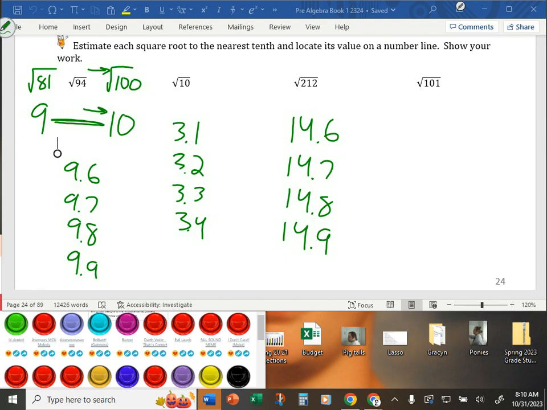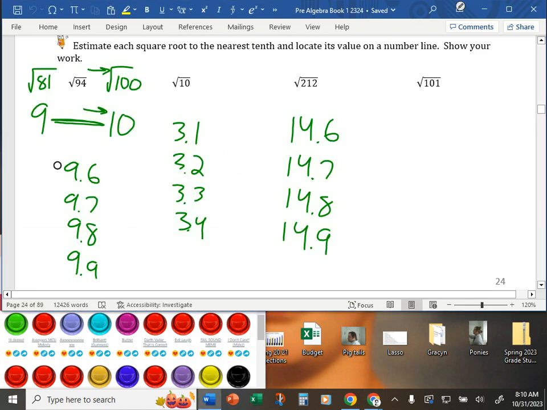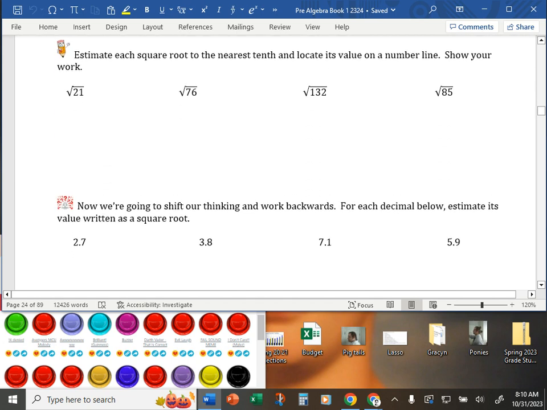Root 101, that was on the homework check, so we don't need to talk about that. 10.1 would be your answer there. Christmas 14.3. Well, no, that's not it. There we go. That one.